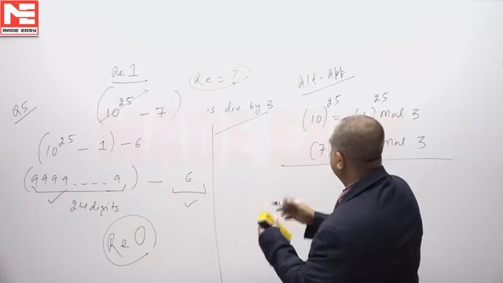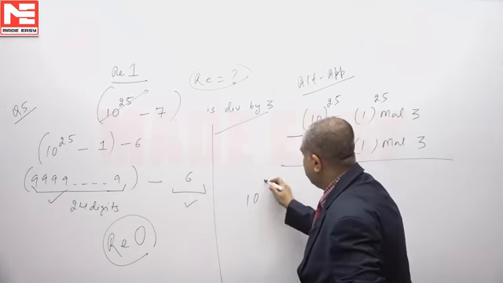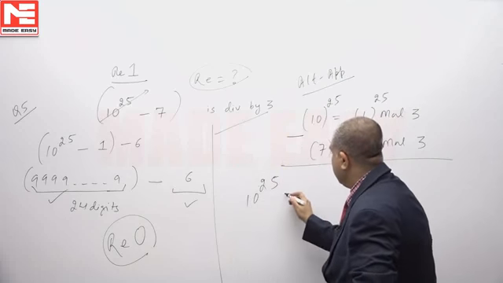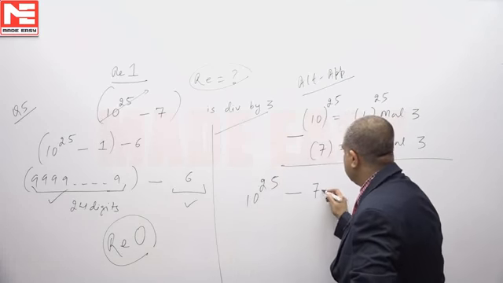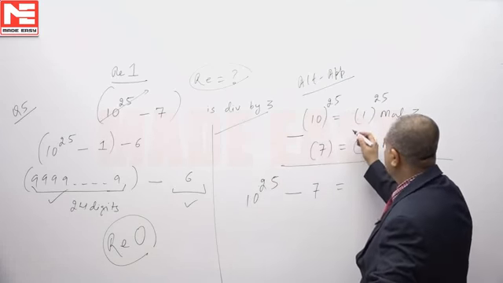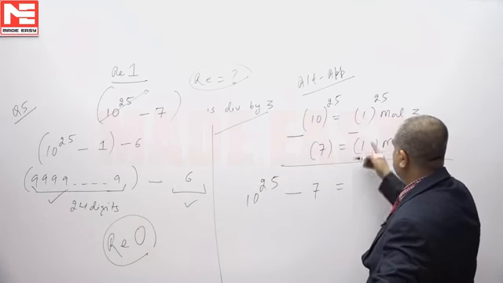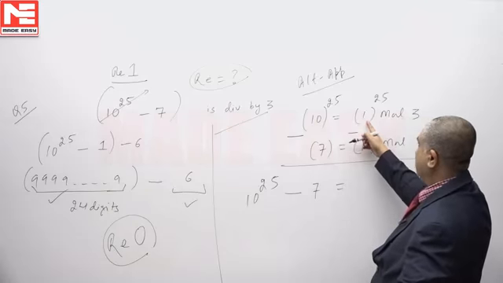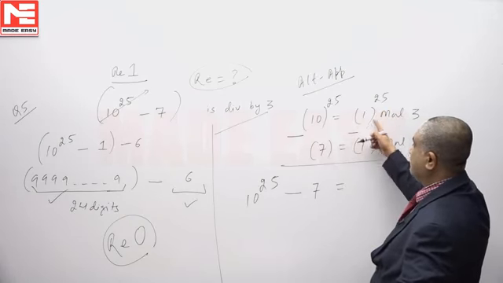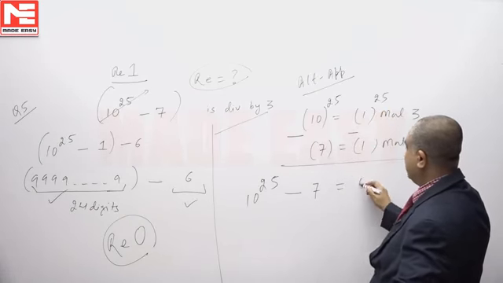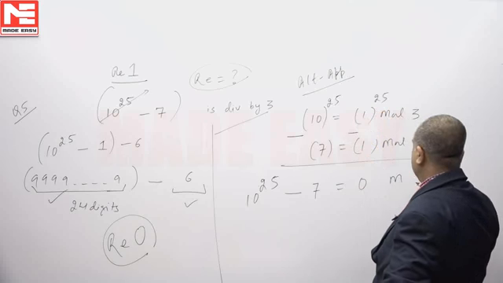So here in this particular case we are subtracting. 10 raised to the power 25 minus 7 will be equal to 1 mod 3 minus 1 mod 3, which is 1 raised to the power 25 minus 1, and that is 0 mod 3.